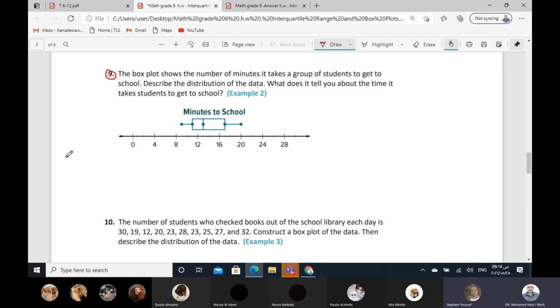I think the answer, the range is 10. Yes. I think the range is 10. And as you see here, the range: the biggest value will be 20 minus the smallest value here. Here we have 10, here about 9. About 9. So it will be 11. Okay, continue, Nagam.